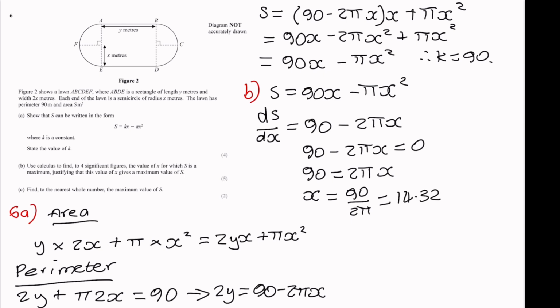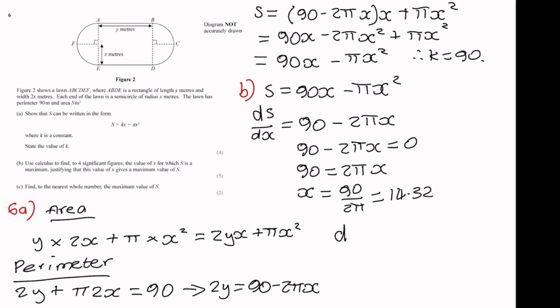Now, to justify whether this is a maximum or minimum, although in this case we know it's going to be a maximum, we can find d2S by dx squared, which means we need to differentiate our function again. So we're going to differentiate this, which is dS by dx.